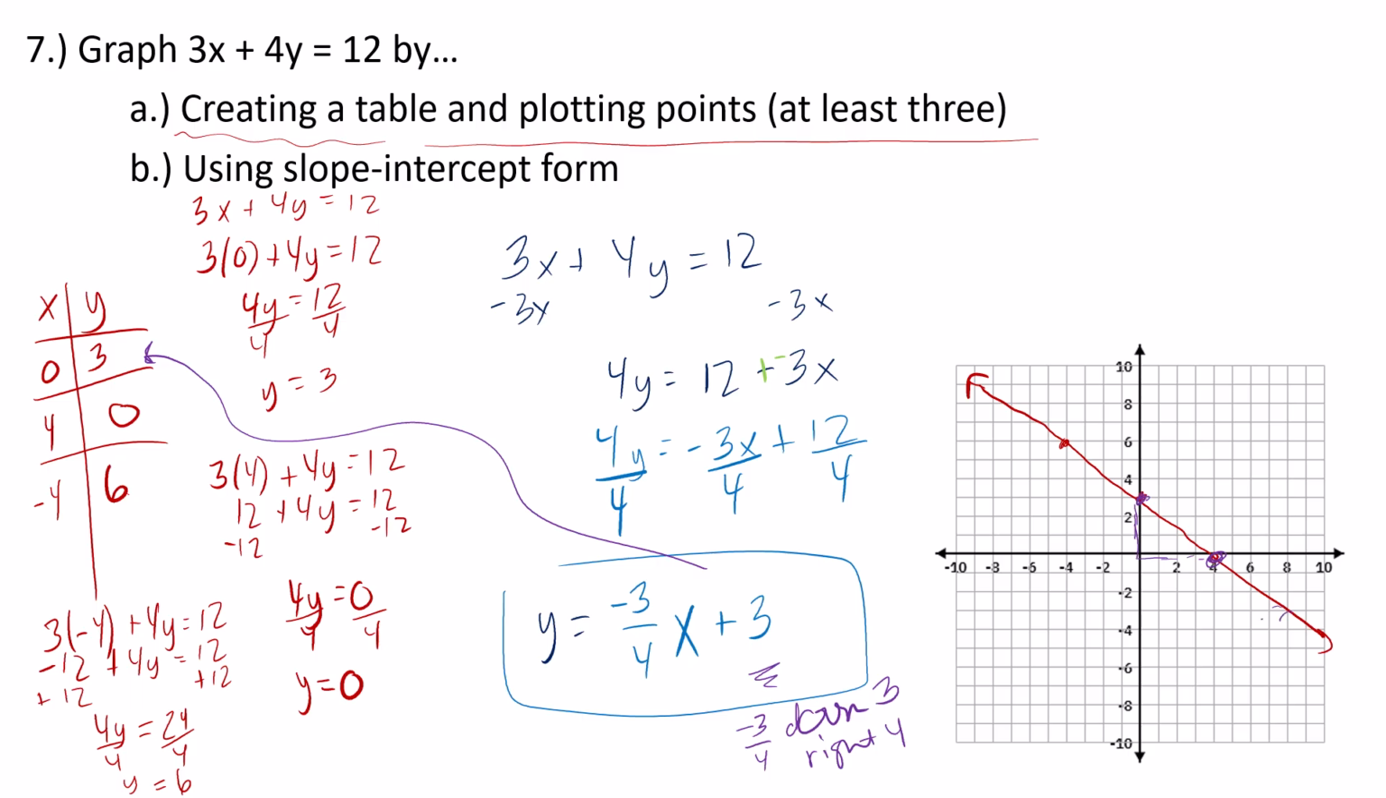And you could count down 1, 2, 3 again and over 4, and it gives me that point. Maybe we're going to count up 3 and left 4. That would land us over there. But either way, what I wanted you to see with this was that you have the same line.